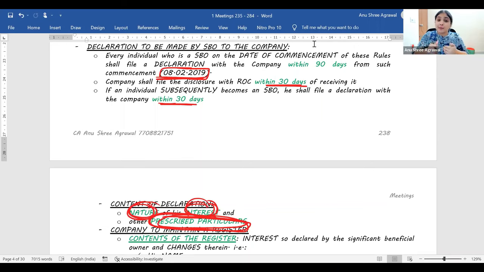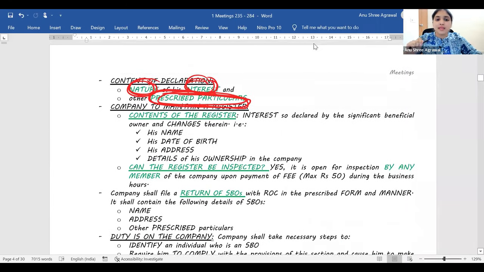And what if I become an SBO after 8th February? Then within how many days? Then within 30 days, I'm supposed to file a declaration and inform the company about it. In this declaration, what should I write? The nature of my interest and other prescribed particulars. Okay, what will the company do? Company will inform ROC then within 30 days.